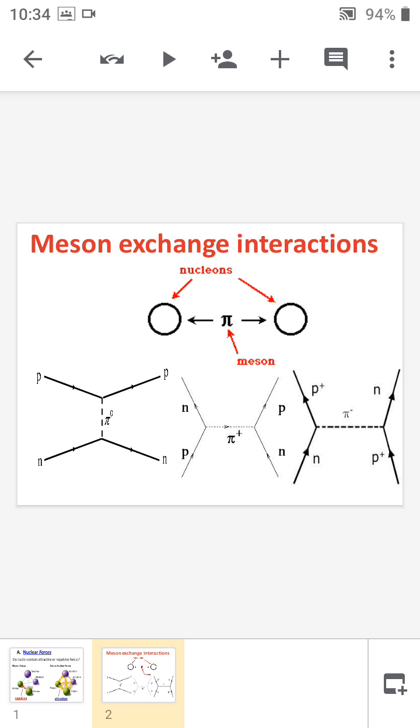This exchange mechanism is the major reason for the nuclear force which exists inside the nucleus. Because of this nuclear force, the nucleus is highly stable, and this nuclear force exceeds the repulsive electrostatic force which exists between the nucleons in the nucleus.